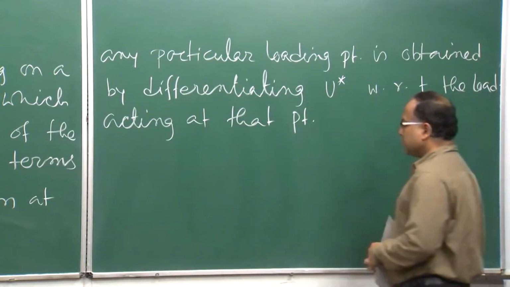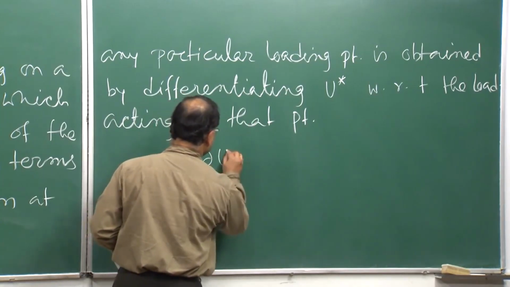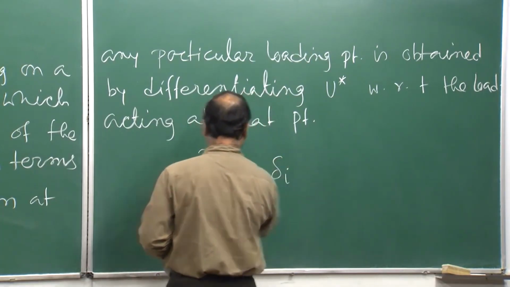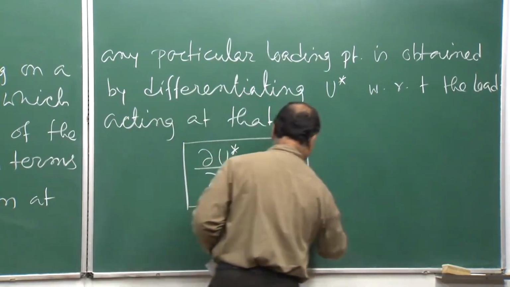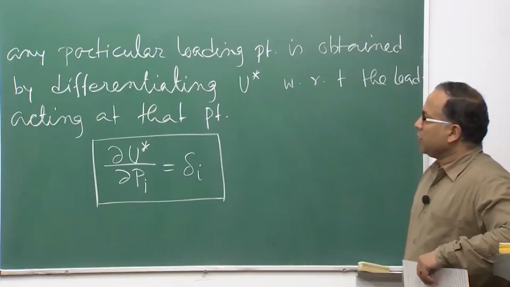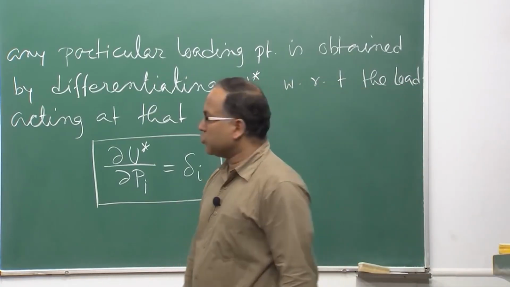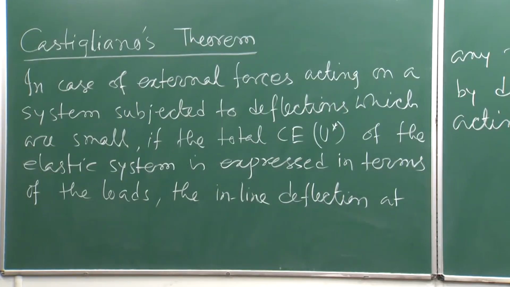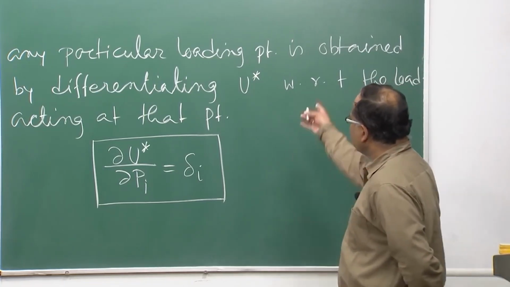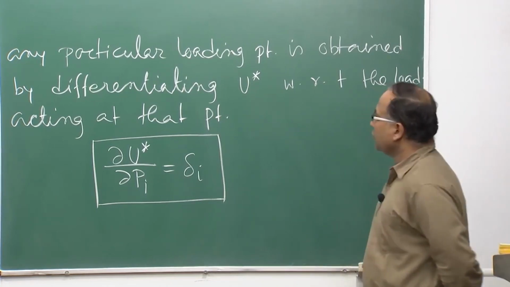That means the theorem says del U star by del Pi is equal to delta I. Already we have derived this in the last lecture. Now, Castigliano's theorem says that in case of external forces acting on a system subjected to deflections which are small, of course, we are talking about the small deflection or small deformation problem, if the total complementary energy of the elastic system is expressed in terms of the loads applied on the conservative system, the inline deflection at any particular loading point is obtained by differentiating the complementary energy U star with respect to the load acting at that point.